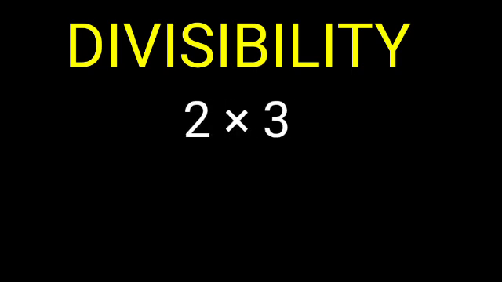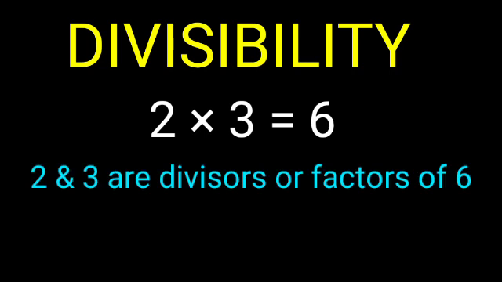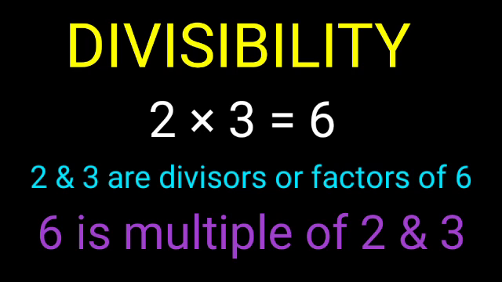First is divisibility, and here we first have to know what divisors and multiples are. As you know, if we take two integers 2 and 3, 2 into 3 is equal to 6. If we multiply 2 and 3 to get 6, then 2 and 3 are the divisors or factors of 6, where 6 is the multiple of 2 and 3.